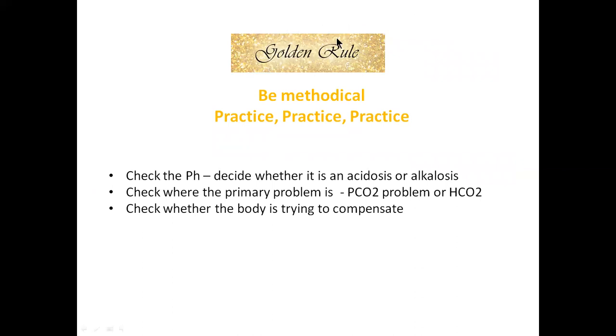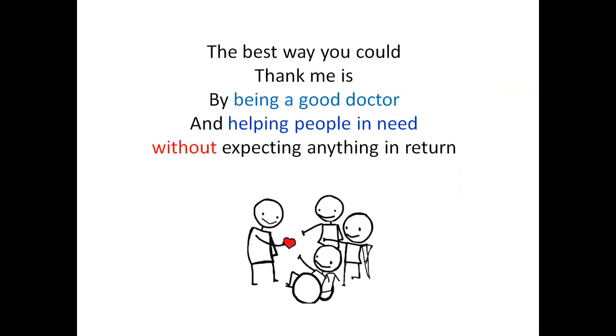So remember the golden rule: always be methodical and keep practicing. And what are the three things that you have to do? Number one, you check the pH, decide whether it's an acidosis or alkalosis. Number two, you decide where the primary problem is. And then number three, you decide whether the body is trying to compensate or not. So that is all for today.